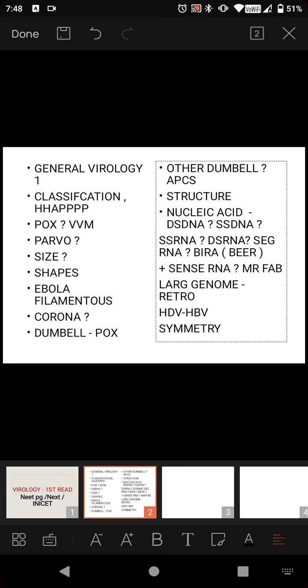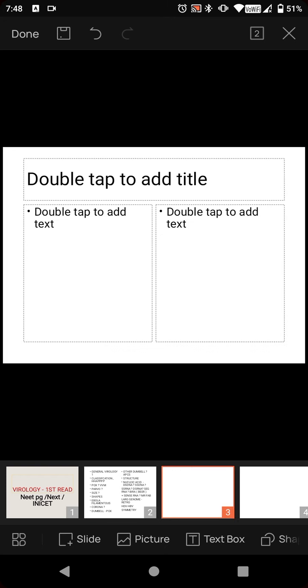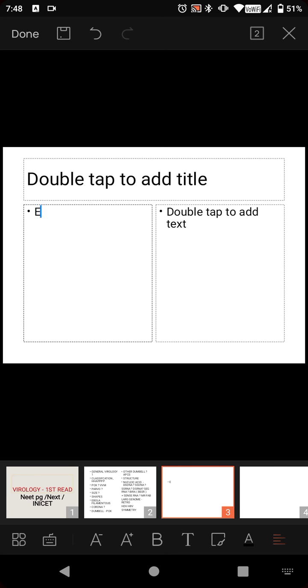Then coming to the envelope. What is the envelope here? The envelope surrounds the nucleocapsid. It is lipoprotein, with a host derived lipid part and a virus derived protein part. This protein part is called the peplomer. Can you remember the virus that has petal shaped peplomers? This is the coronavirus.